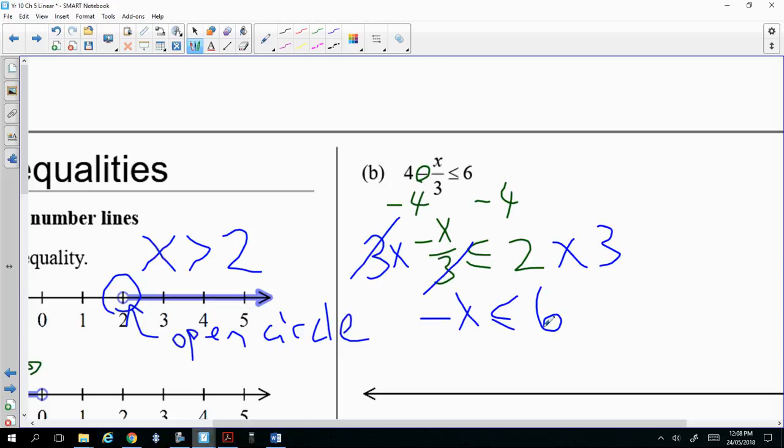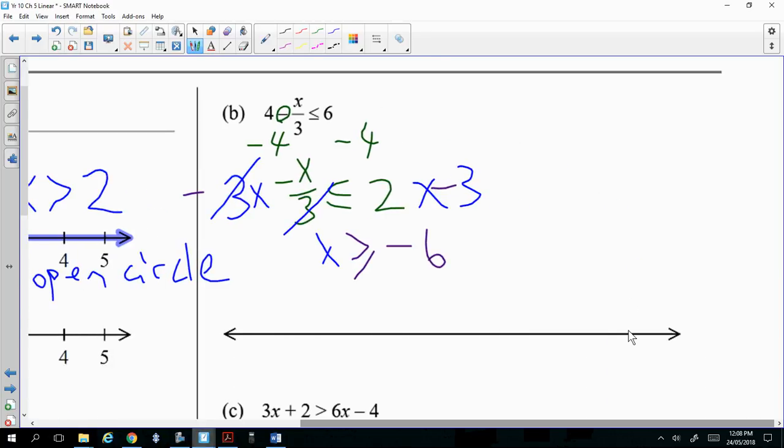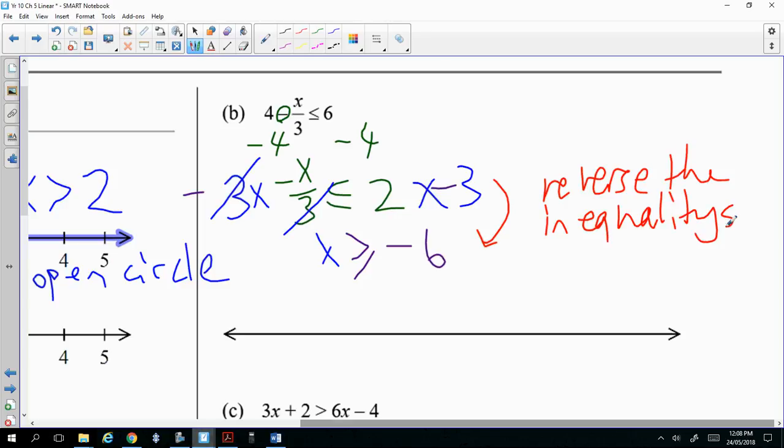But remember to get rid of the negative as well. Actually, I should have times by -3. Let's times by -3 instead. In that case, that will get rid of the negative. But then you have a -6 there. When you times by a negative, you have to reverse the inequality sign. So instead of less than, it's going to be greater than or equal to -6. So make sure you reverse the inequality sign if you divide by negative or multiply by negative.